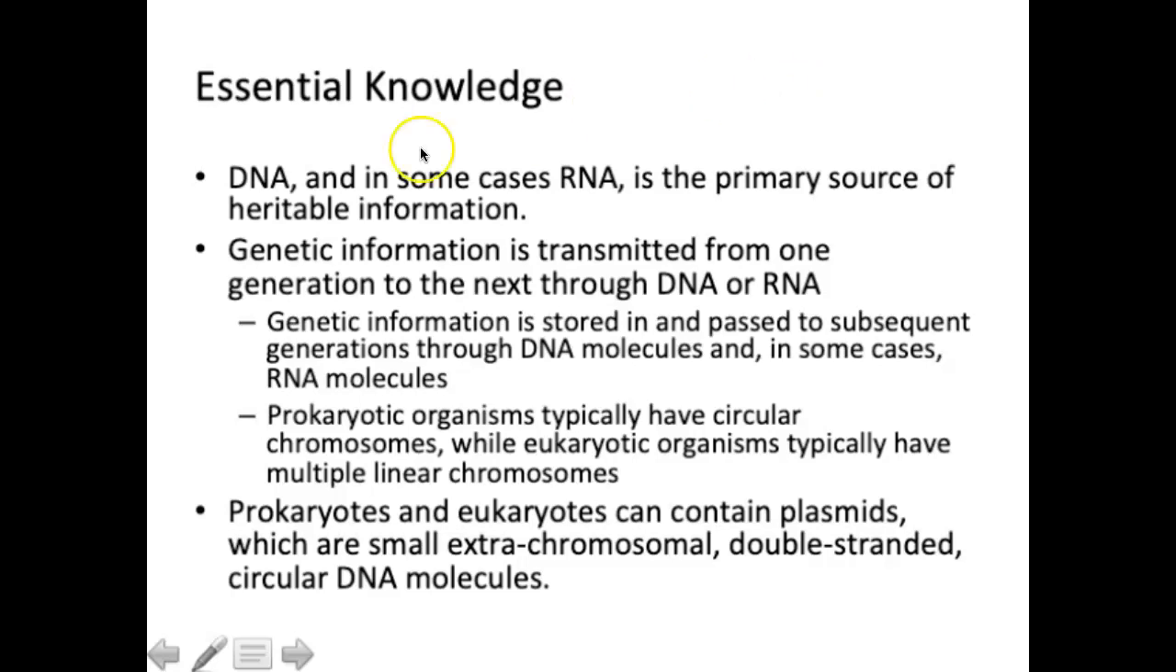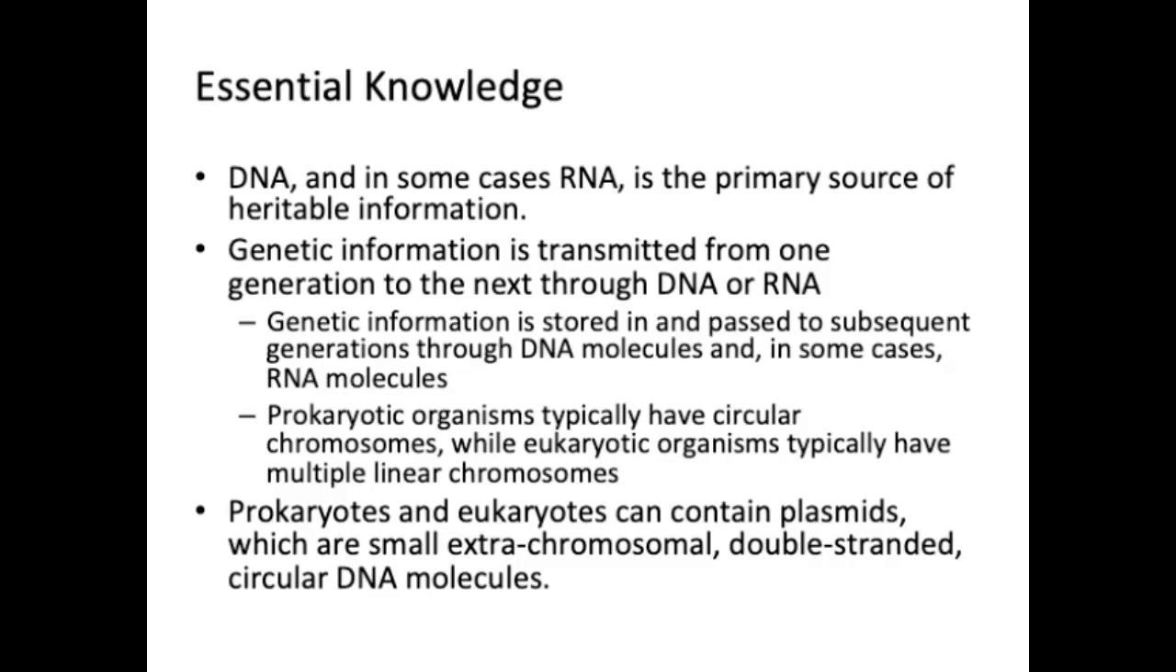For our purposes, it's almost always DNA, but there are a couple rare cases where RNA is the primary source. Genetic information is transmitted from one generation to the next through DNA and RNA. And genetic information is stored in and passed to subsequent generations through DNA molecules, and as we said, in some cases, RNA molecules.